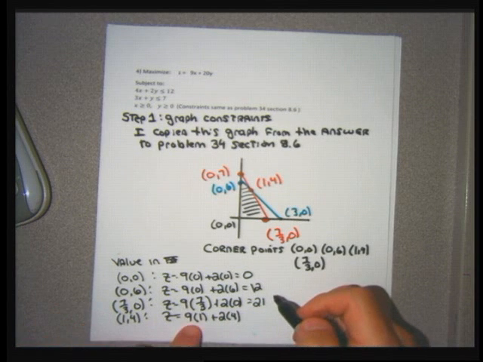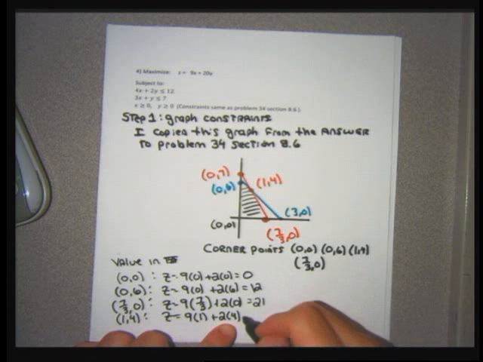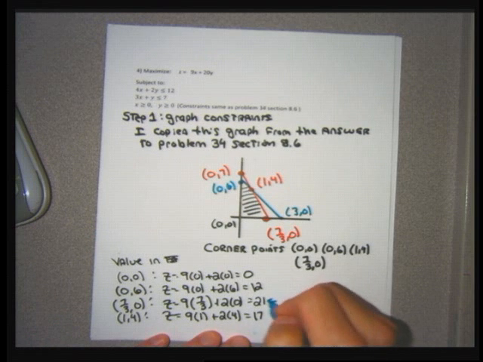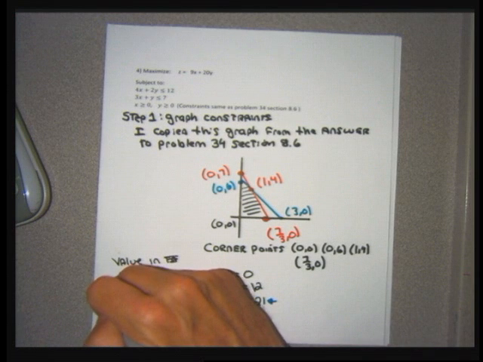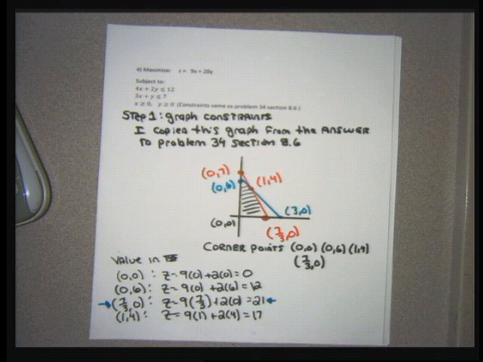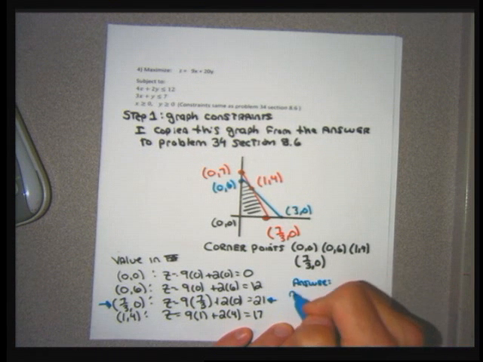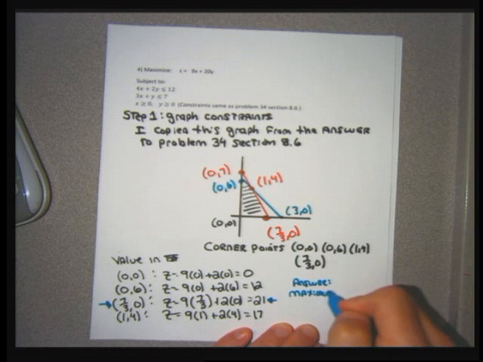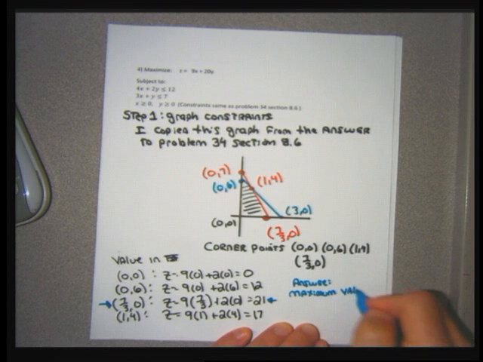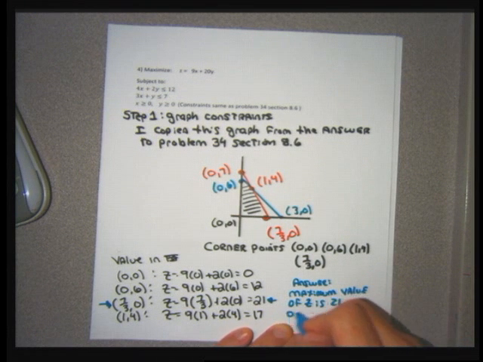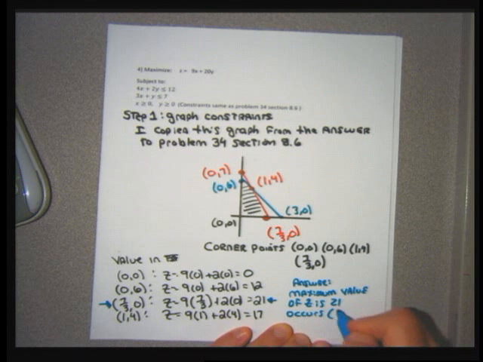The last one, I put 9 times 1 is 9, plus 2 times 4 is 8. 9 and 8 is 17. Because I'm trying to find the maximum value for z, subject to these constraints, its maximum value is going to be 21, and it occurs at the point (7/3, 0). So for my answer to this problem, I'll say the maximum value that z can have, subject to these constraints, is 21, and it occurs at the point (7/3, 0).